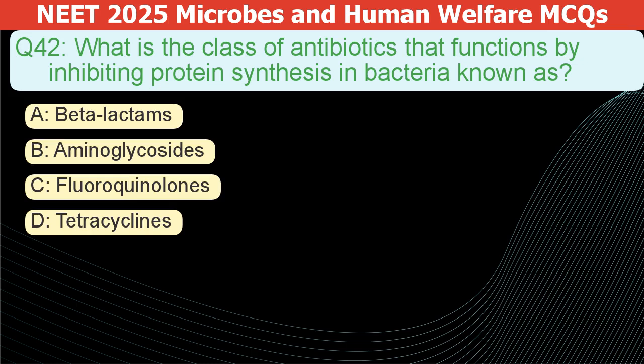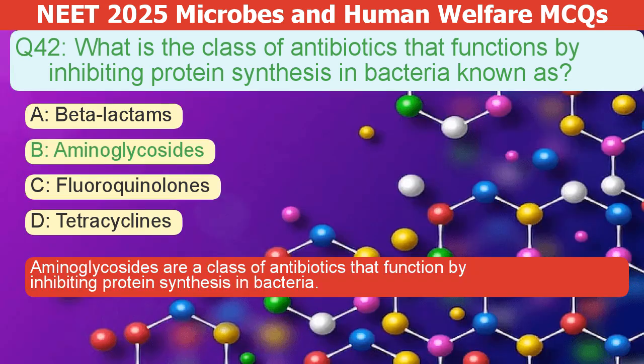What is the class of antibiotics that inhibits bacterial protein synthesis? A. Beta-lactams. B. Aminoglycosides. C. Fluoroquinolones. D. Tetracyclines. The correct answer is B. Aminoglycosides are a class of antibiotics that inhibit protein synthesis in bacteria.